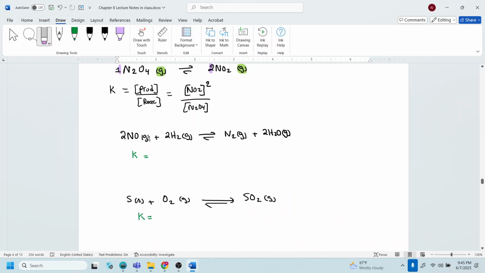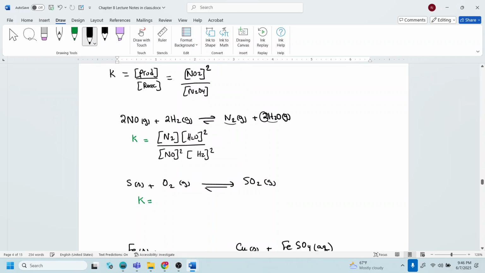Let's have another example. All of these are gases, gases, gas, and gas. So I can take all of those into consideration. It's the concentration of the products divided by the reactants. So the products are the nitrogen and the water. So this is going to be the nitrogen multiplied by the water, and the water is going to be squared because of the 2 coefficient there, divided by the concentration of the NO squared multiplied by the concentration of the hydrogen squared.